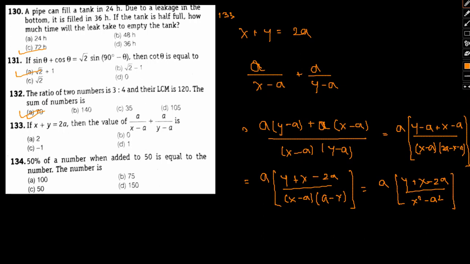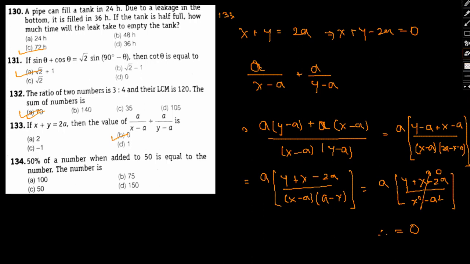Okay. Now what we have here is that x plus y minus twice a equal to 0. So therefore this entire term will be 0. So therefore our answer will be 0. Option A. Okay, I hope this is clear.